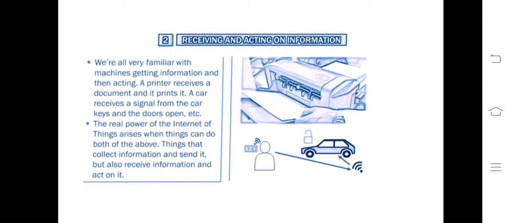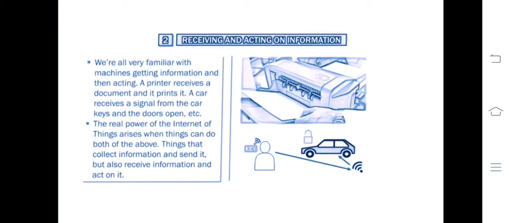We are all very familiar with machines getting information and then acting. A printer receives a document and it prints it. Very simple. A car receives a signal from the car keys and the doors open. It's a very simple thing.